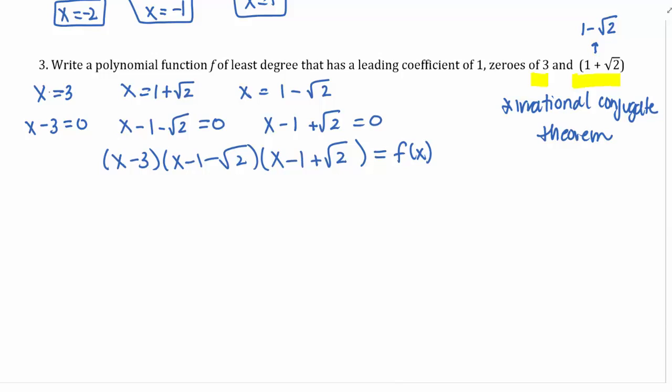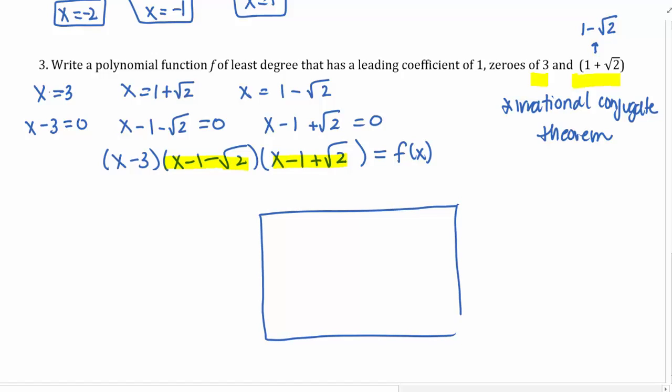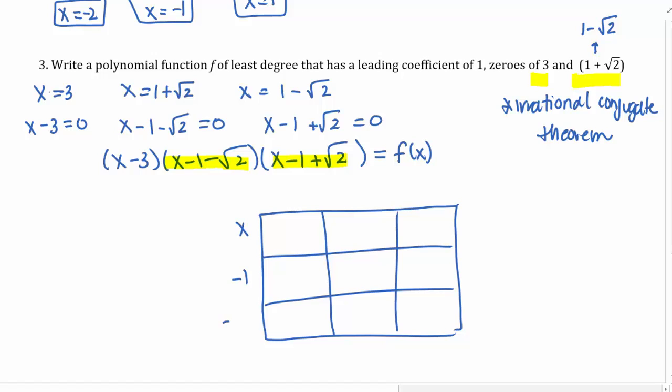Now you can only multiply 2 at a time, so I suggest multiplying these two together. And you can distribute. You'd have to distribute the x to everything, then you'd have to distribute the 1 to everything, and then you'd have to distribute the square root 2 to everything. So I prefer to make a rectangle to help me stay organized, but you could do either method that you like. So I need a 3 by 3, and I have x minus 1 minus root 2 and x minus 1 plus root 2. And I need to multiply.